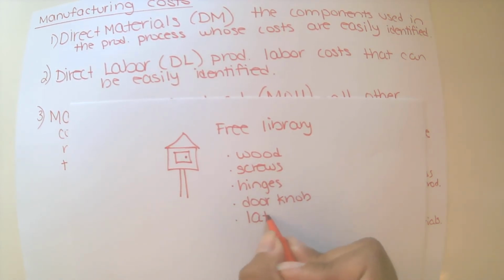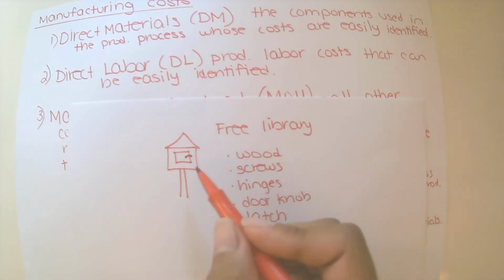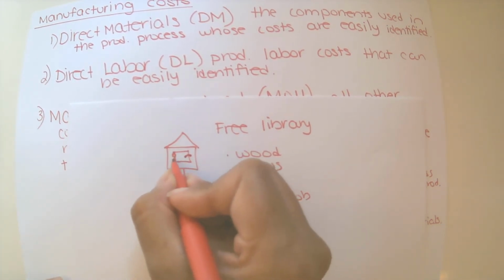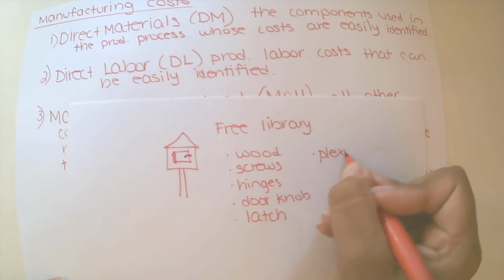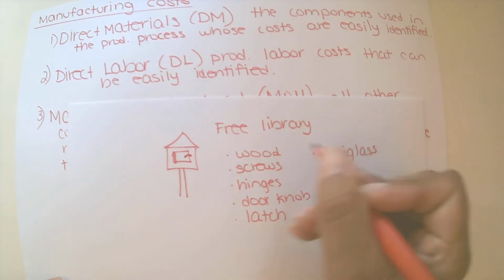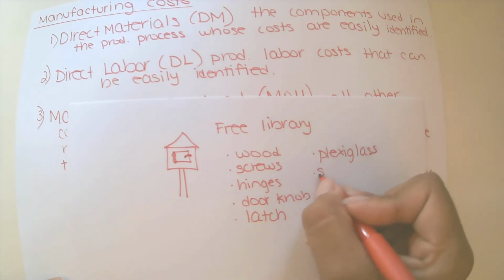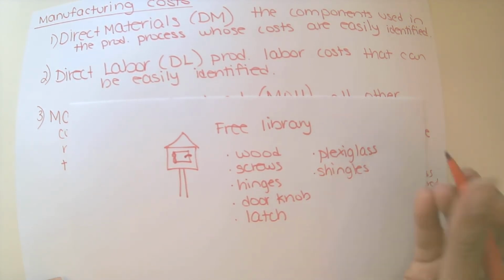Oh, the latch, I remember. We had a little latch that grabs onto the doorknob. That way, if wind comes around, it won't fly it open. We have 2 hinges here so the door can open. We have some plexiglass so that you can see the books through that little door. And then we had to get some shingles. I think that's pretty much everything. And we had to get some paint.